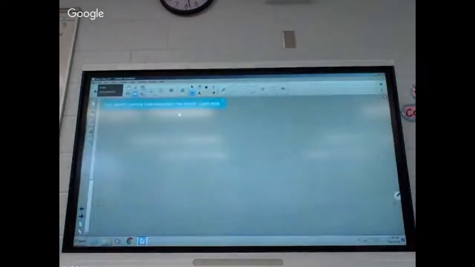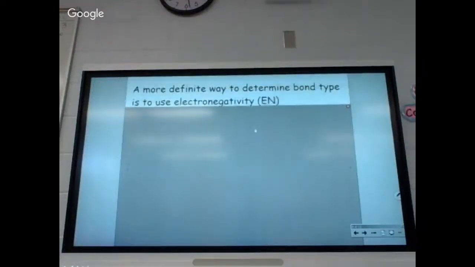All right, so I told you when we went over the homework that there were a couple answers that were wrong, okay? So we're going to talk about a different way to find bond type. A more definite way to determine bond type is to use electronegativity.